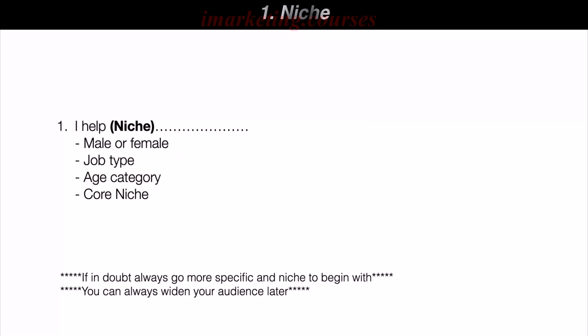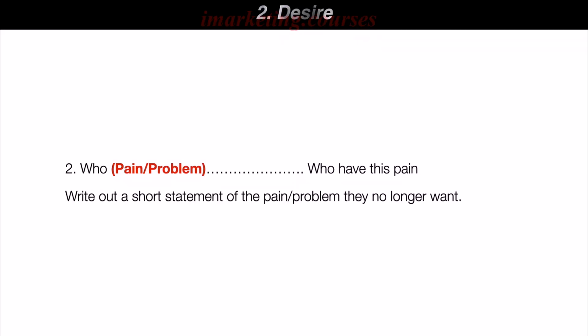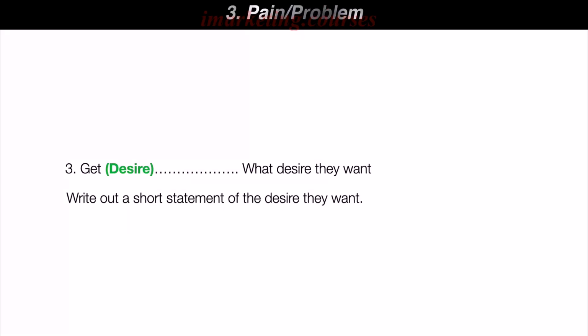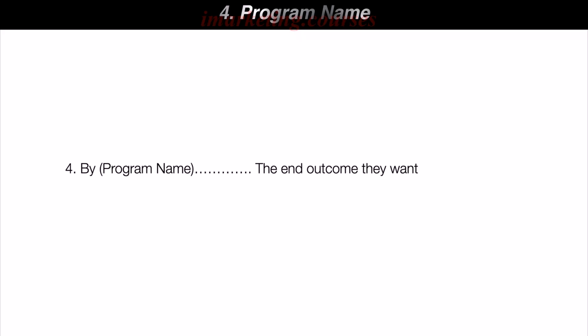Okay, so I help niche, male or female. Ideally pick one. Specifically, if it's relationships and/or health, 100% you have to pick male or female. You can't do both. All right, job type, age category, core niche. If in doubt, as I said, always go more specific and niche to begin with. You can always widen your audience later. Who have this pain/problem. Write out a short statement of the pain/problem they no longer want. To get desire: write out a short statement of the desire they want. By program name: the end outcome they want.